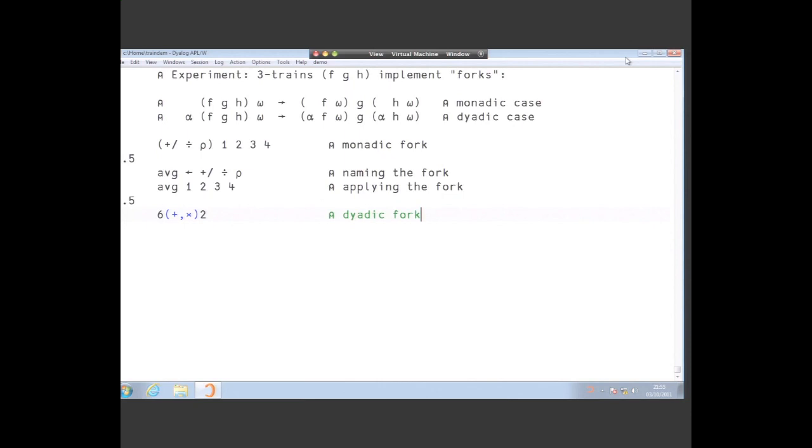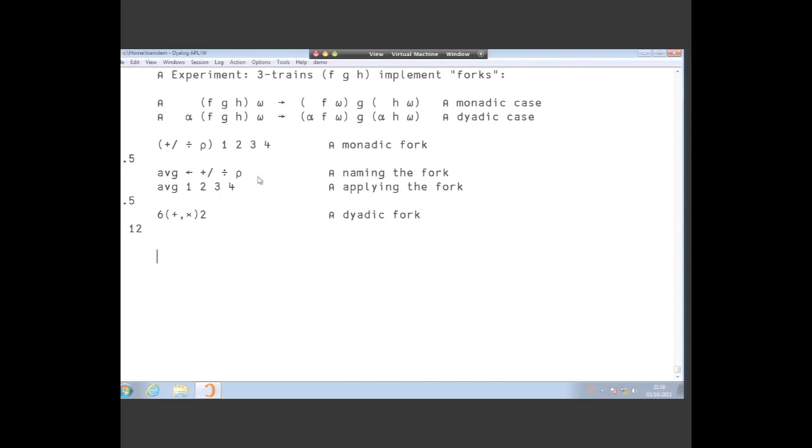Here's another dyadic fork. So this is sum catenate product. If you look at this production here, the dyadic fork is just this definition. So what we're doing in this case is 6 plus 2 and 6 times 2, and then we're catenating the results. So that's a sum and a product.